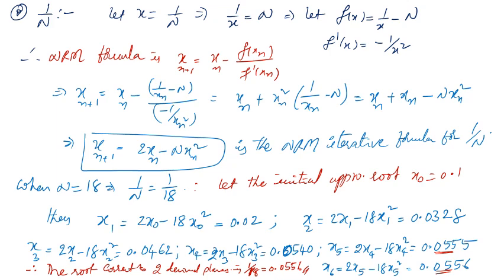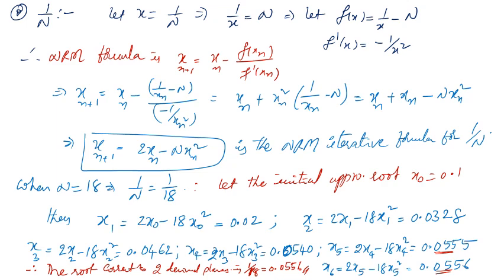Now substitute in the NRM iterative formula. In this formula substitute f of x and f dash xn and simplify this. This is xn plus 1 equal to 2xn minus nx square, the NRM iterative formula for 1 by n. And n is given as 18. So 1 by 18 means what? 0.0 something. So I am taking the initial approximate root as 0.1.